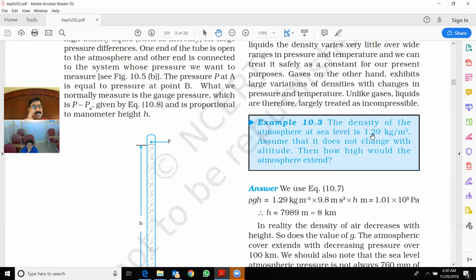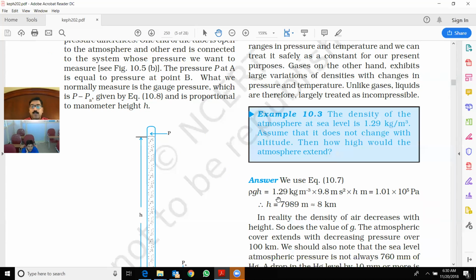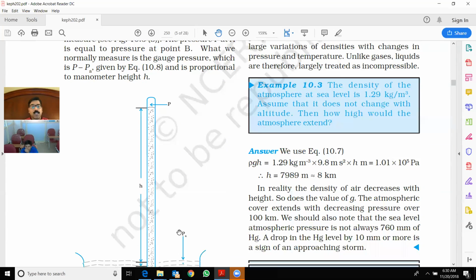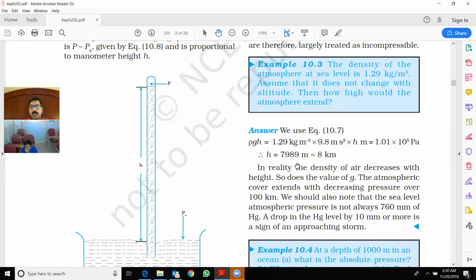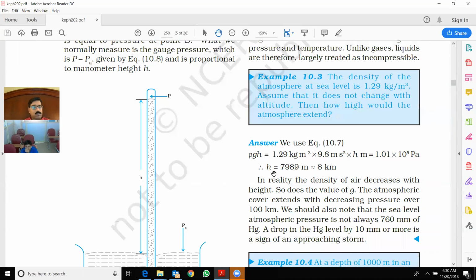What you don't know is the height of the air column that is creating that much pressure, the atmospheric pressure. Okay, so simple: rho, G, and H is equal to the known value of atmospheric pressure. Known value of this is measured using apparatus like a barometer. And from here you can do some calculation and you can find that H comes to approximately 8,000 meter or 8 kilometer.